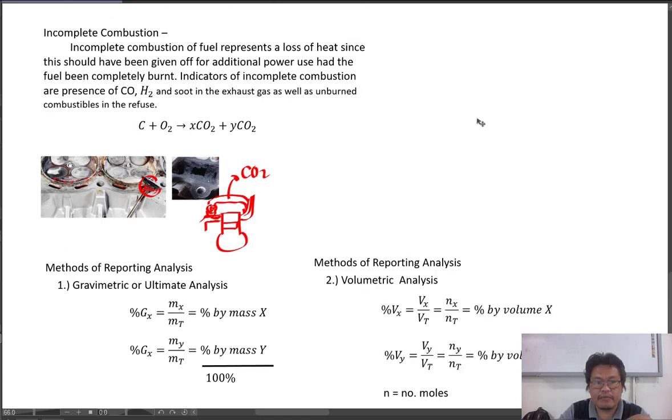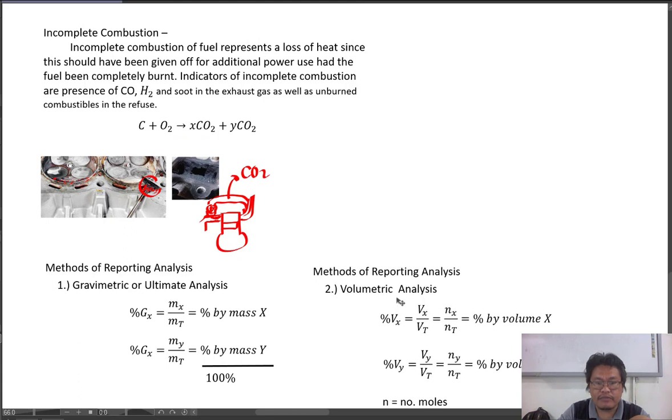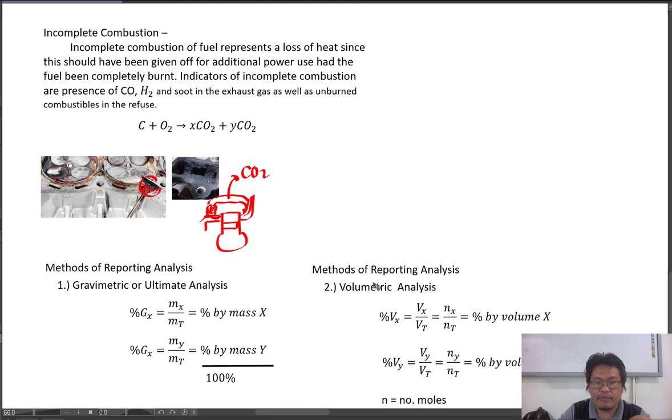Then next we have another method used for reporting the analysis. We have the volumetric, no? Volumetric analysis. So that is by percent of volume. So the volume of a given X divided by the total volume, or by means of the number of moles of X divided by the total moles of the product to be analyzed. So that is by means of volumetric analysis.